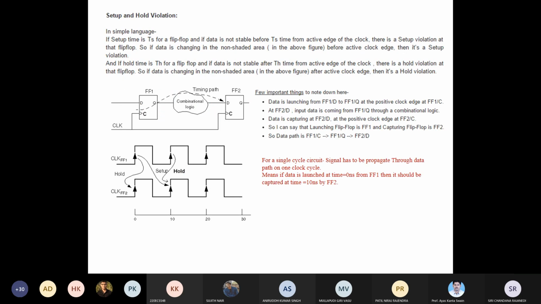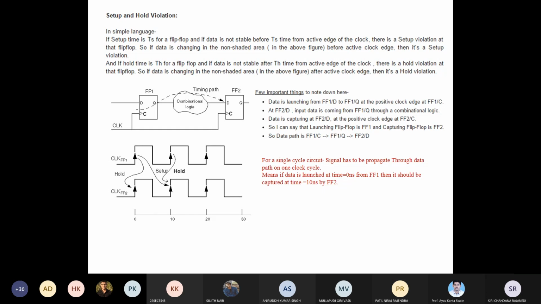So here we can note down a few important things. First, you can see there are two flip-flops. Within that there is a combinational design. Flip-flops are there to latch, but combinational designs are the paths, or functional units, which are responsible for doing the computation.